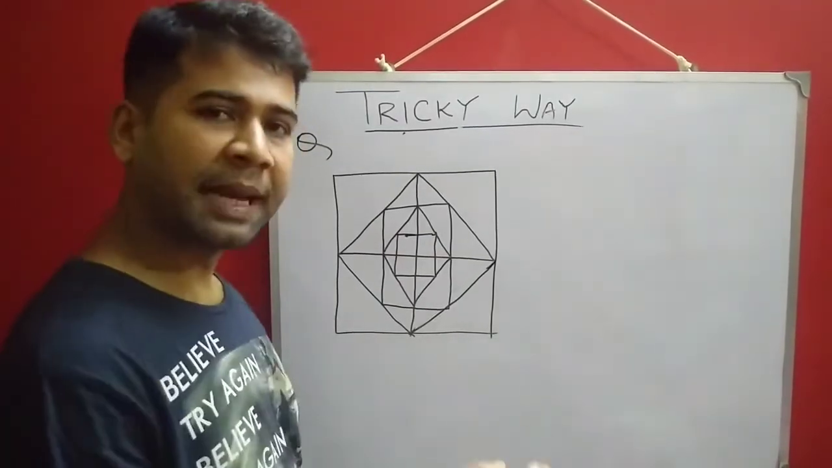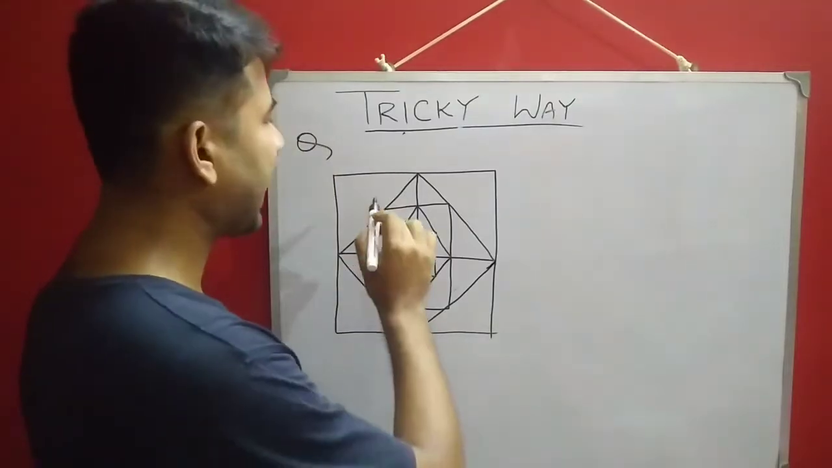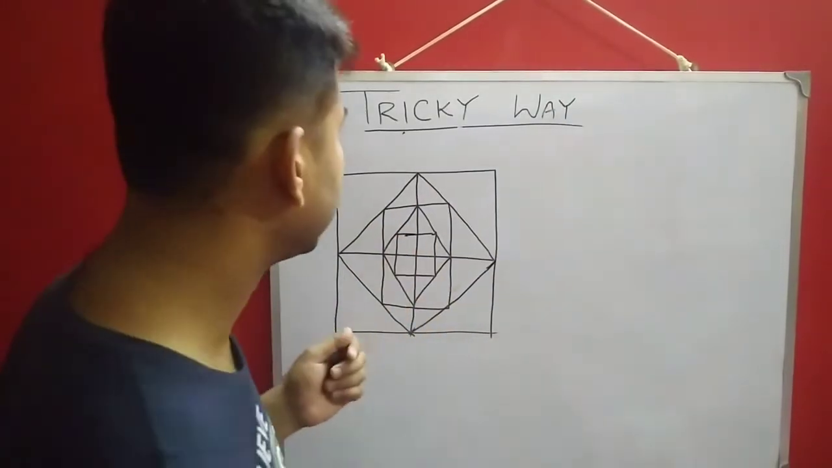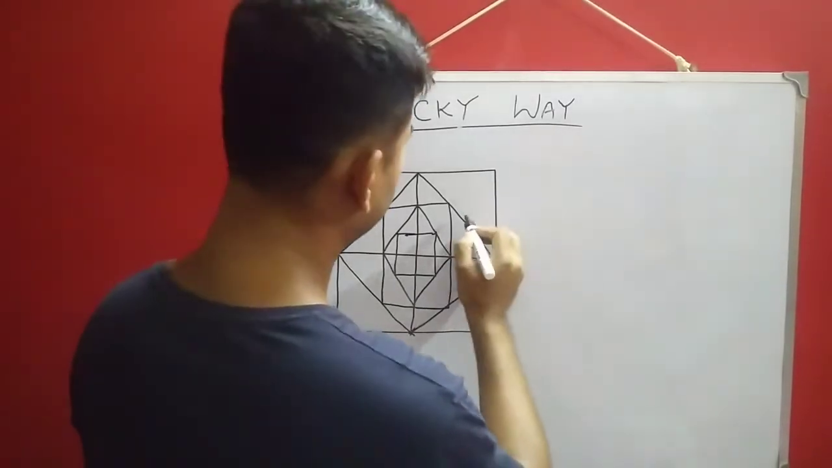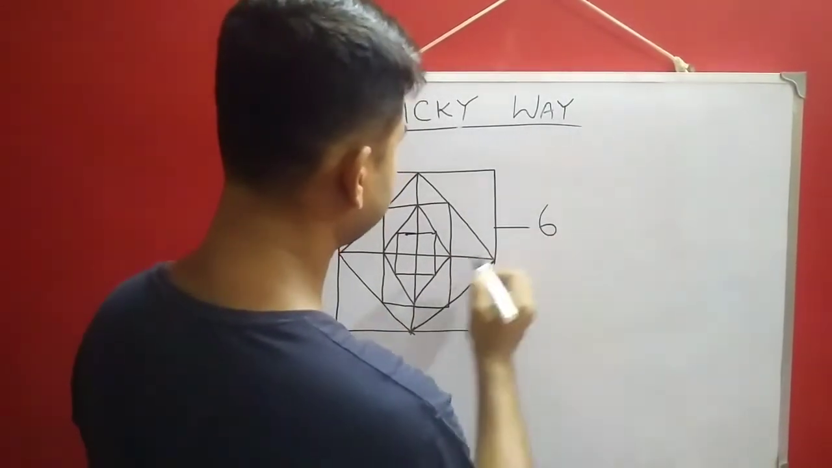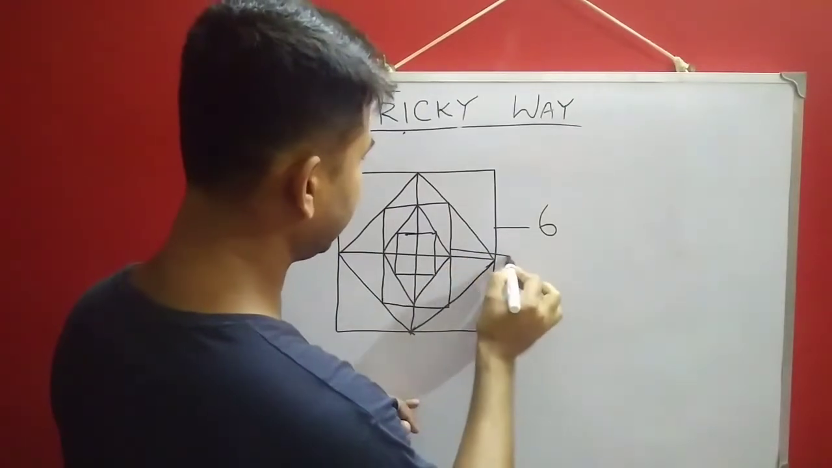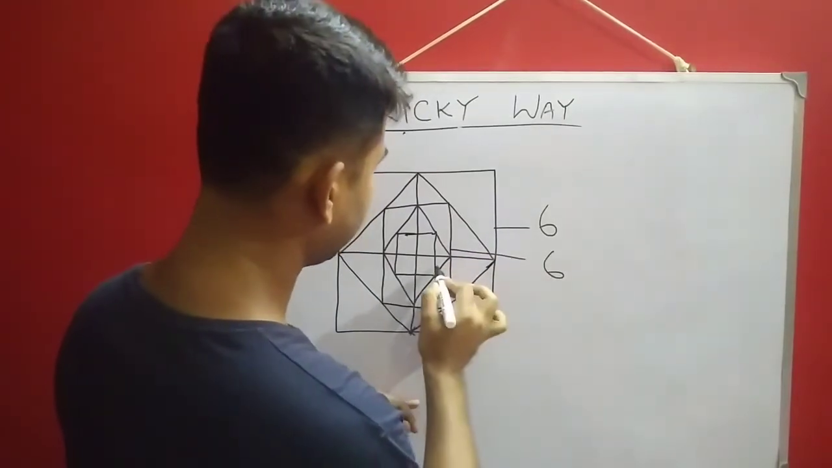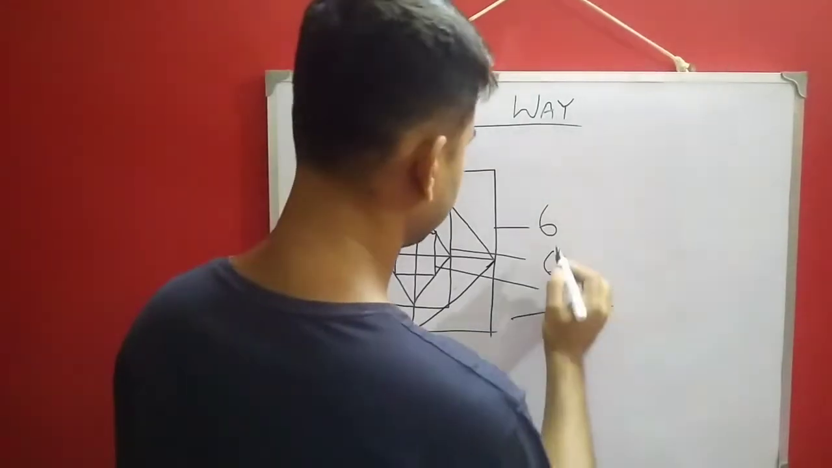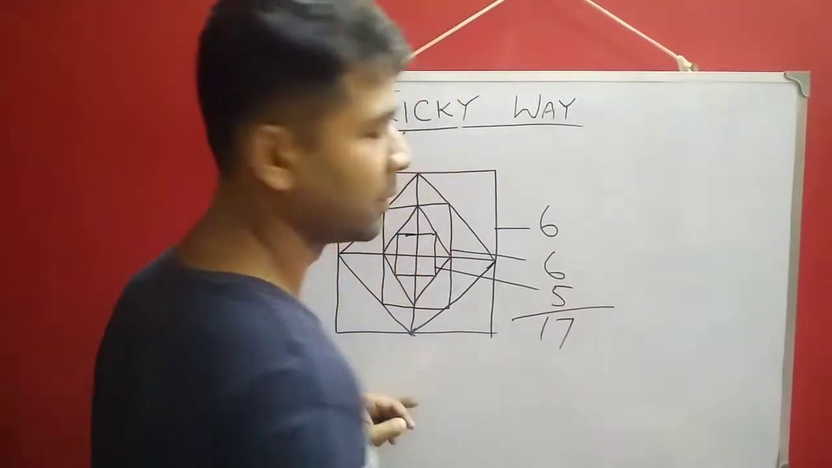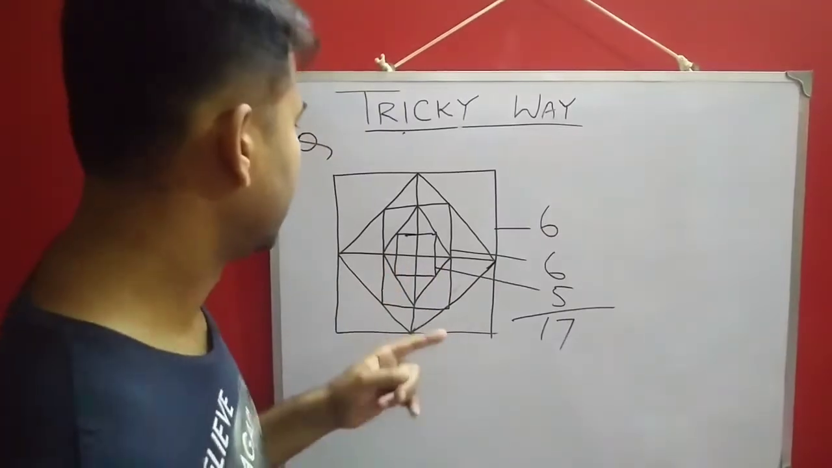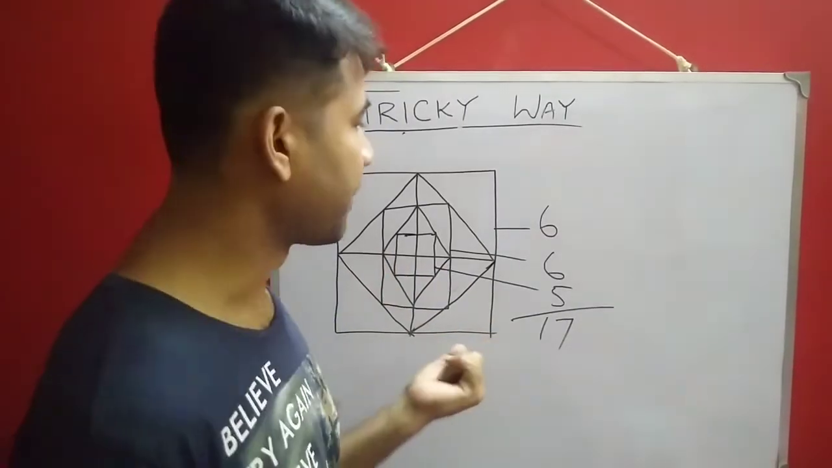The next problem is like that. Calculate the number of squares in the given figure. So we know for this the total number of squares is 6, and for this 6, and for this 5. I will illustrate how it appears.